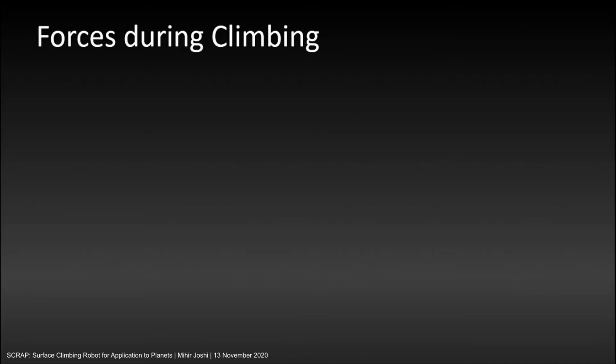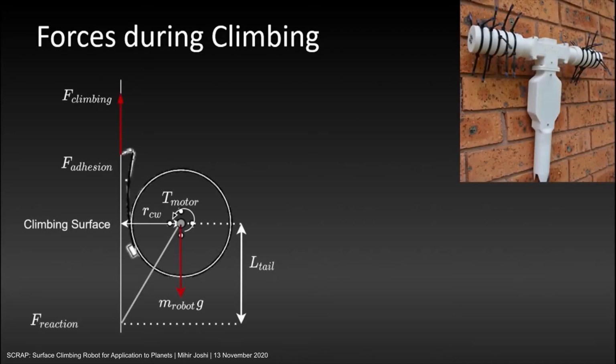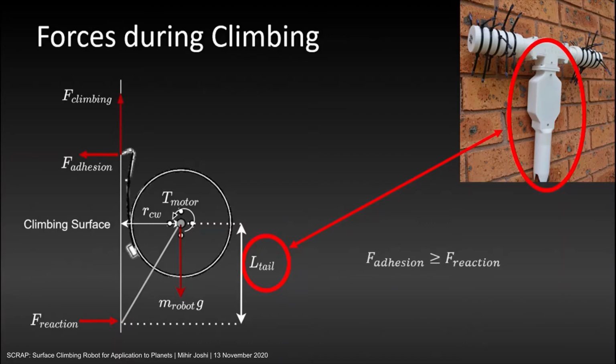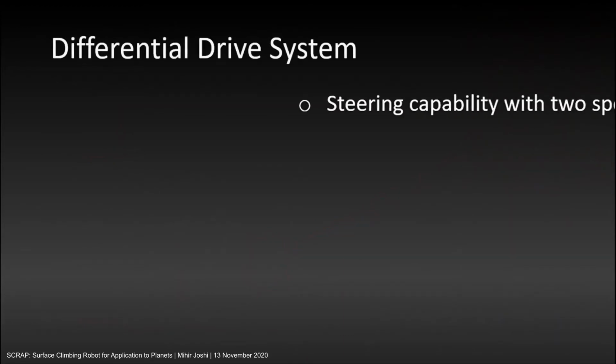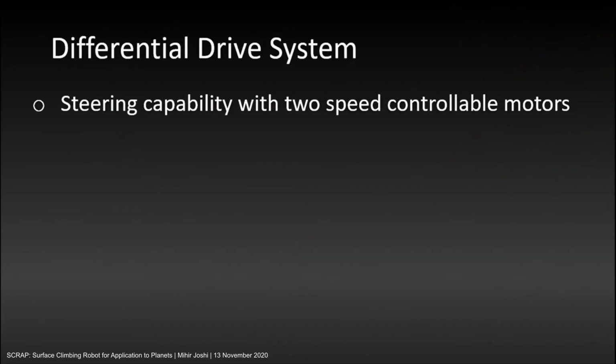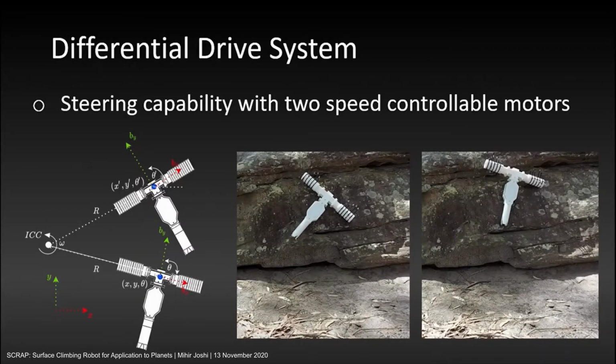Let's take a look at the forces in play when climbing. Drawing inspiration from animals that climb, a climbing robot should be designed with a tail. Including a tail reduces the load that is placed on each microspine, preloading forces normal to the climbing surface. This means that less adhesion forces are required for adhering to the surface, making the climbing process less demanding for the spines. To allow for steering control, a differential drive system can be designed for the robot, enabling steering capability with just two speed-controllable wheels driven by high-torque 12-volt motors.